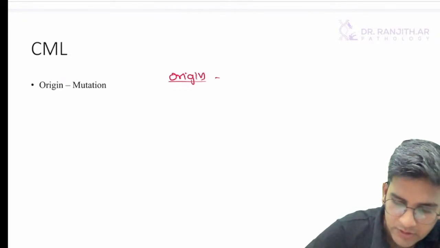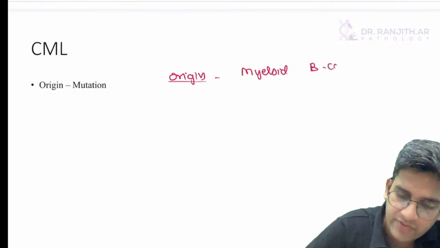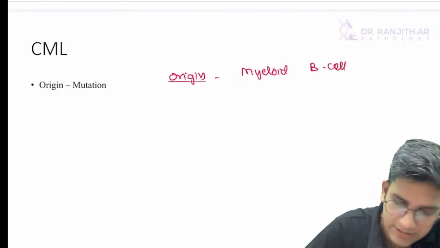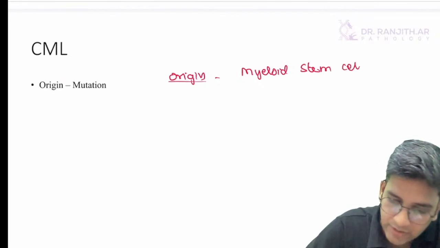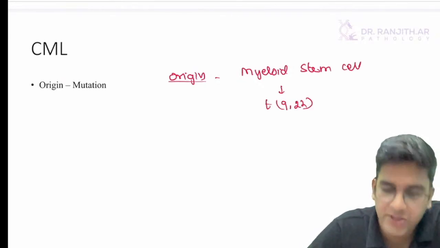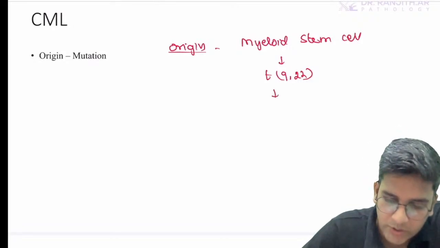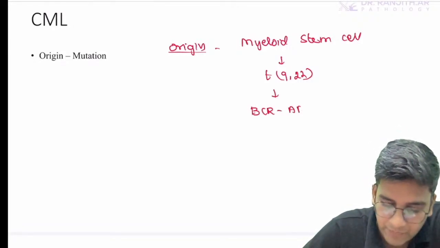It comes from the myeloid stem cell. Okay. So all the myeloproliferative disorders come from the myeloid stem cell. In the myeloid stem cell, you have a translocation t(9;22), the Philadelphia translocation and the Philadelphia chromosome, which will have a fusion product of BCR-ABL.